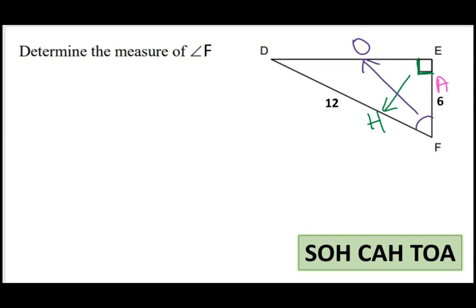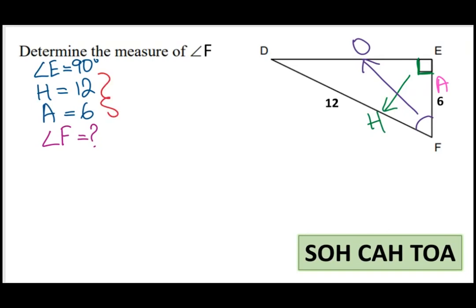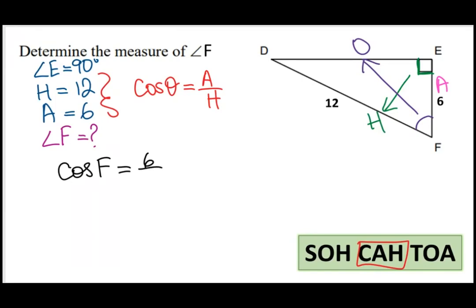Let's write down what's given to us. We know angle E is 90 degrees. We know the hypotenuse is 12. We know the adjacent is 6. And we need to find angle F. We need to pick the ratio that has both adjacent and hypotenuse, and that would be cos. So cos of theta is adjacent over hypotenuse. So theta is angle F, so let's plug that in. So cos of angle F is adjacent over hypotenuse. Adjacent is 6, hypotenuse is 12.